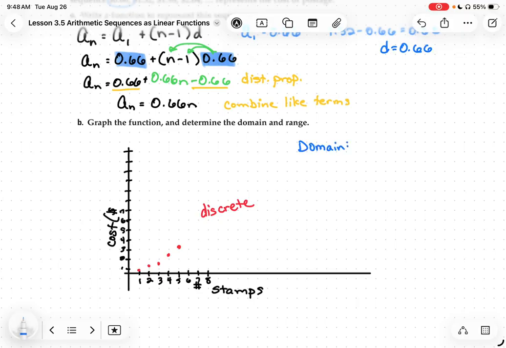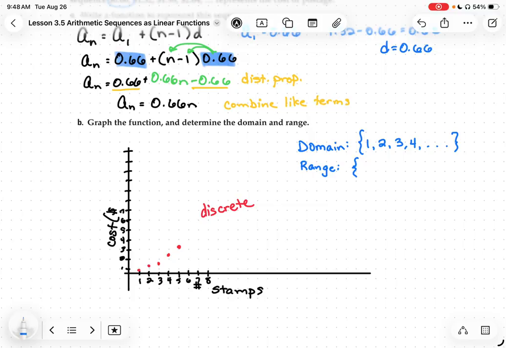So what's the domain? The domain is the set of all x values, which is going to be the number of stamps that she can buy. That has to be a whole number, but there's no limit to how many stamps she could buy. So I'm going to do 1, 2, 3, 4, and then I'm going to put this ellipsis on the end that just says, could go up to as many stamps as she feels like. We don't know how many. Sky's the limit.